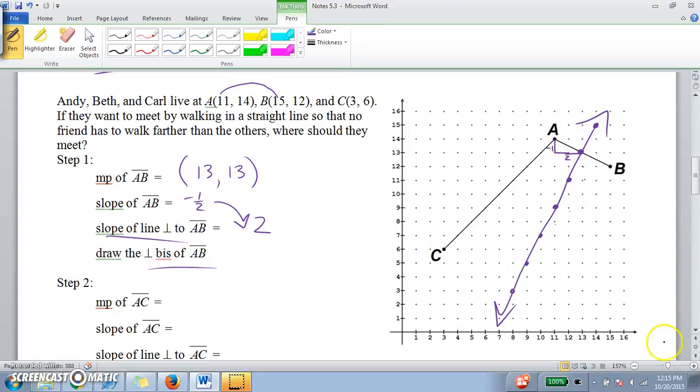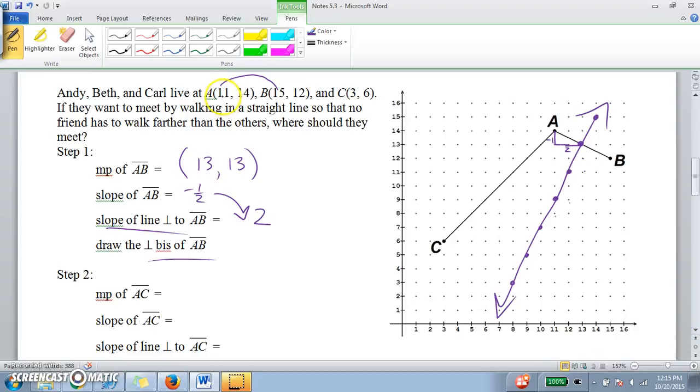Okay, so we have to do the same thing for AC. We've got to find the midpoint. So if I look at the coordinates of AC, the x-coordinates are 11 and 3. The average of that, 11 plus 3 is 14, over 2 would be 7. So the midpoint would be 7, and 14 and 6 added together is 20, divided by 2 is 10. So 7, 10 is going to be our midpoint of AC.